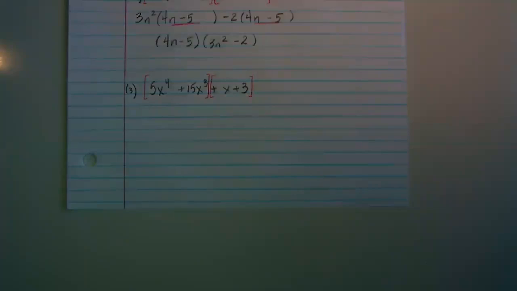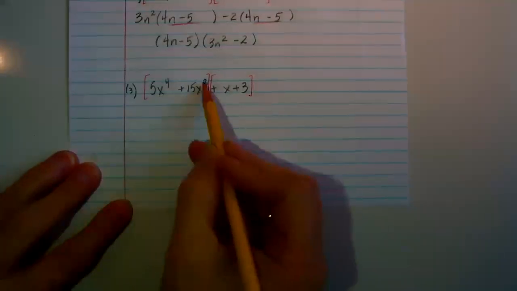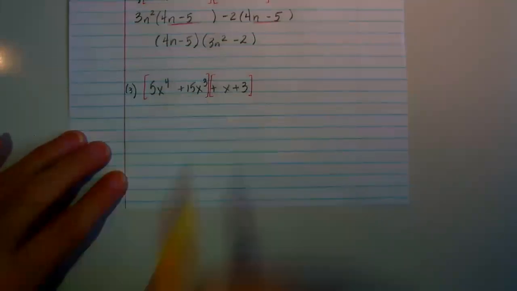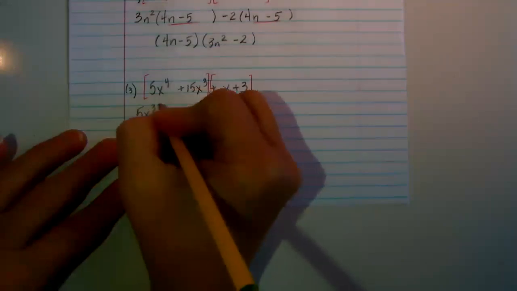Again, looking for a GCF in our first group here. I see 5 and 15, so I'm thinking they have a 5 for a number in common. And as far as my x's, we do have some x's here and here. And again, x to the 3, so they have at least x to the 3 in common. So we have a 5 in common and the x to the 3rd.